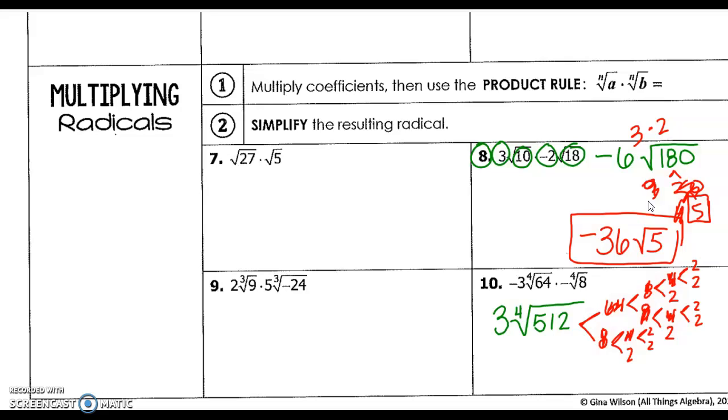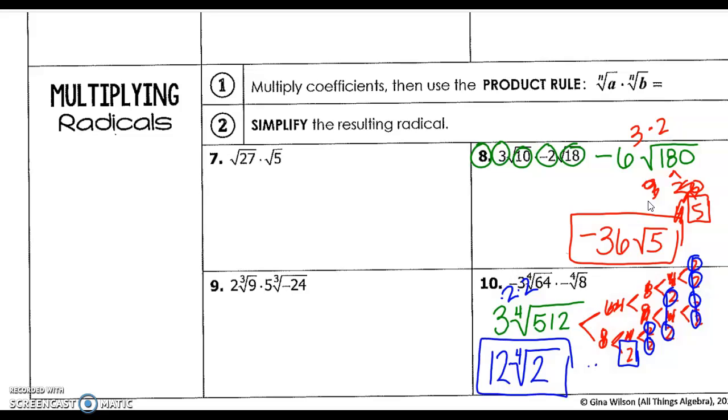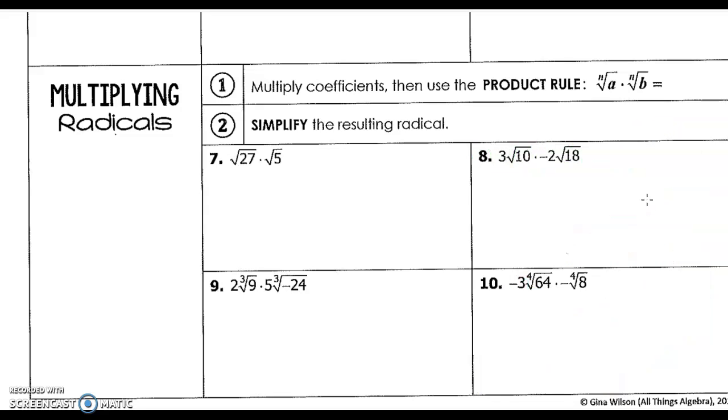So then we need 4 in a group to go outside. So here are 1, 2, 3, 4 2s to bring out a 2. And then there's 1, 2, 3, 4 2s to bring out a second 2. And then this 2 is stuck. So on the outside, 3 times 2 is 6, times 2 is 12. 4th root of inside we have 2. So you multiply the outsides, you multiply the insides, and then you simplify.